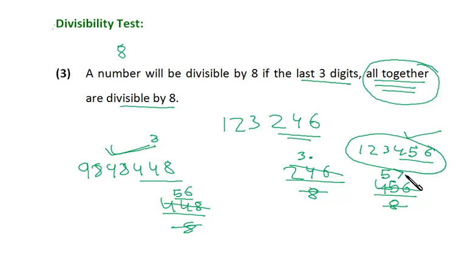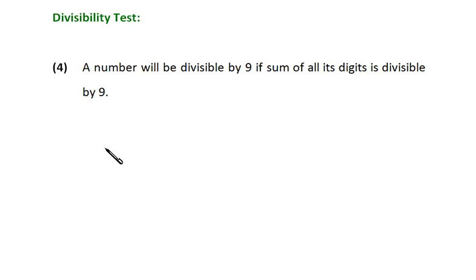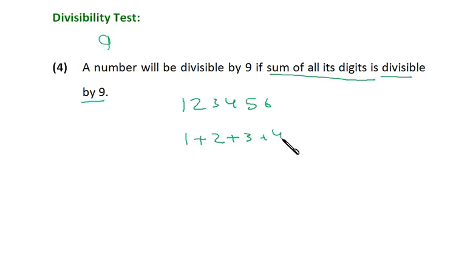Now we'll take the next divisibility test, that's of number 9. Now friends, we're going to discuss the divisibility test of the number 9, right? A number will be divisible by 9 if the sum of all its digits is divisible by 9, right? So here, for example, we've got this number 1, 2, 3, 4, 5, 6, right? So it's 1 plus 2 plus 3 plus 4 plus 5 plus 6, right? Now the sum that we get should be divisible by 9.